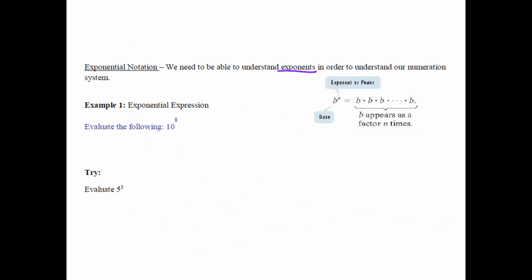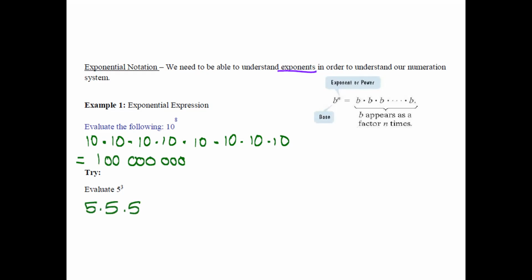So the first thing we're going to talk about is exponential notation. We need to understand exponents in order to understand the numeration system. So take a look at example 1. When we evaluate 10 to the 8th power, keep in mind it's not 10 times 8, which is 80. It is 10 times 10, 8 times. An easy way of doing this is to write down the 1 and then follow that by 8 zeros. So 100 million. Go ahead and give the Try a try, and you should have 125.